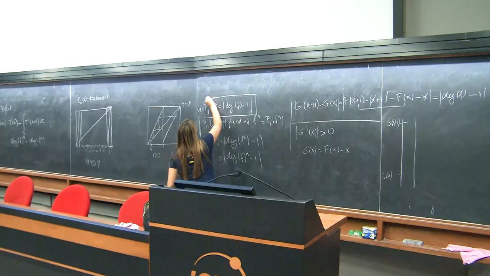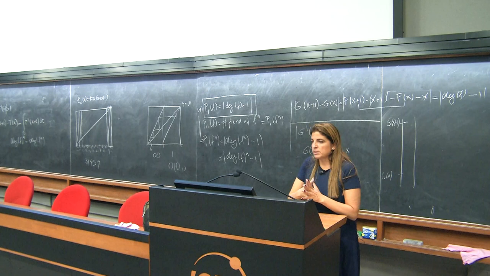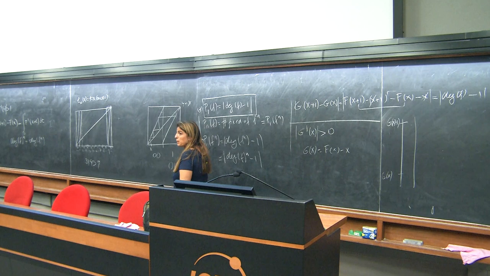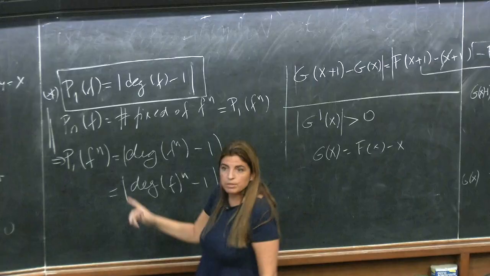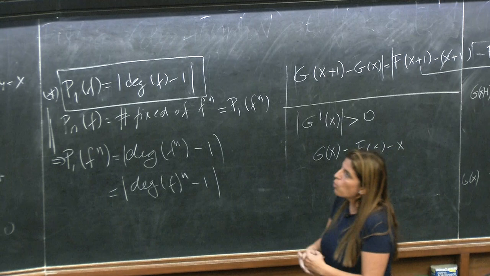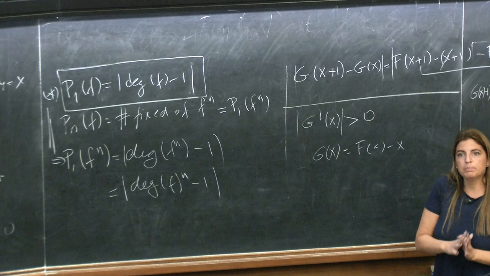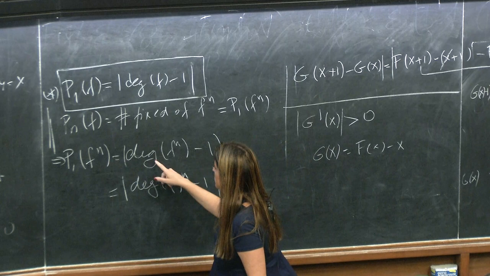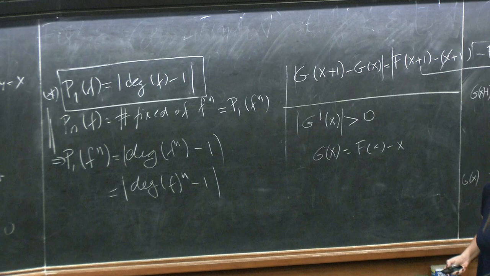So we counted. This is not for a linear expanding map, this is for any expanding map. The only thing that we have used is the derivative of f. We have used that the derivative of f is in absolute value greater than 1. So all expanding maps have degree of f minus 1 fixed points, and the number of periodic points is degree of f to the n minus 1 in absolute value.